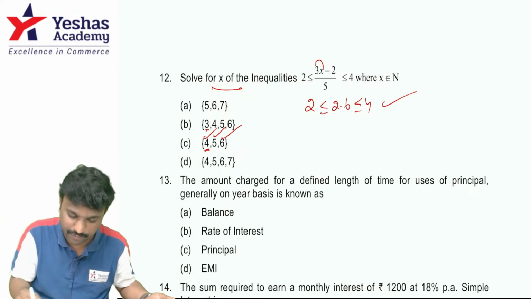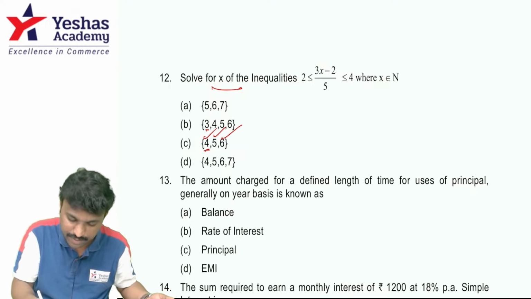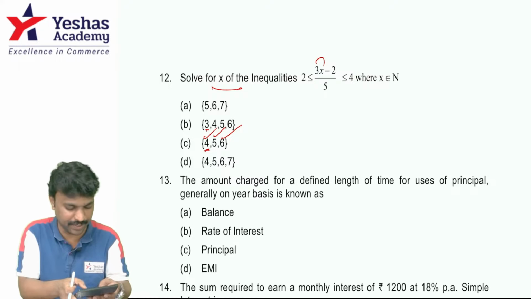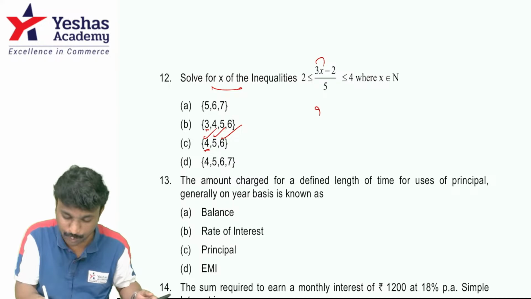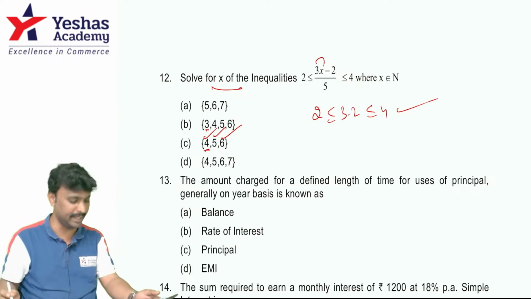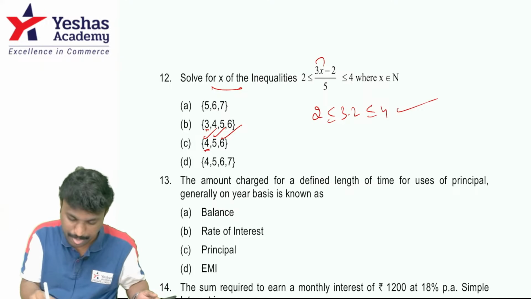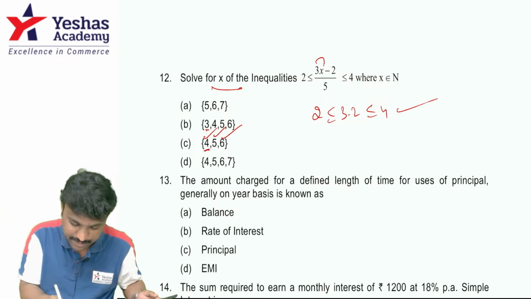How about 6? If I hit 6, 3 6s are 18. 18 minus 2 is 16. 16 divided by 5 gives us 3.2. 2 less than or equal to 3.2, less than or equal to 4. Even this inequality satisfies. Now moving on to the next value, that is even 7.